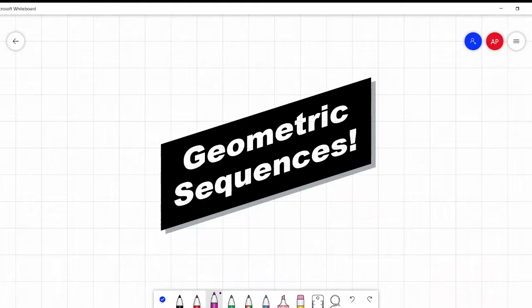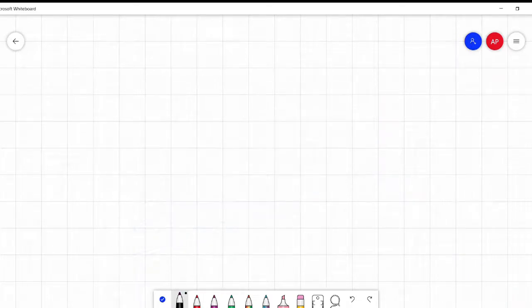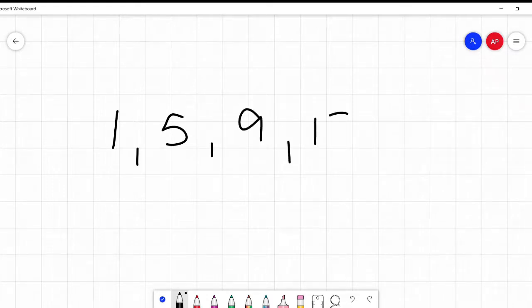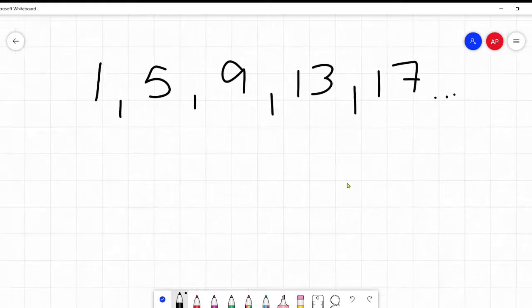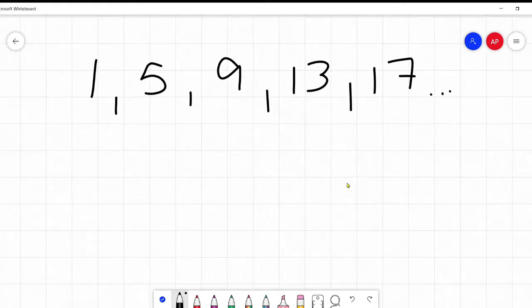I previously did arithmetic sequences. That is when you have something being added each time, like for instance, 1 plus 4 is 5, plus 4 is 9, plus 4 is 13, plus 4 is 17. If that's the kind of sequence you're dealing with, that is an arithmetic sequence. Looks like arithmetic, sounds much posher. And you can find a link to that in the description below.